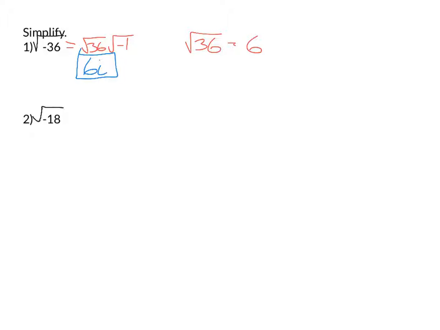How about number 2, where we're doing the square root of -18? In the square root of -18, I look at 18, that's not a perfect square, but I can break it down. 18 becomes 2 and 9. 9 becomes 3 and 3. So there's my pair. 9 is a perfect square.